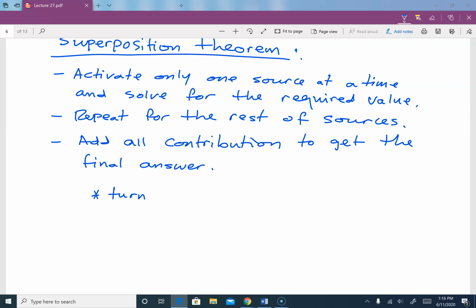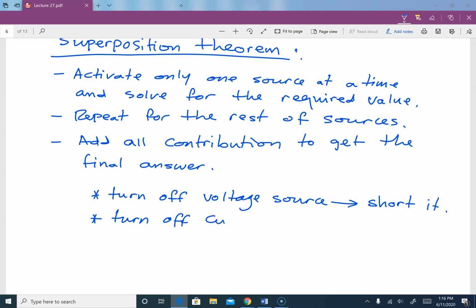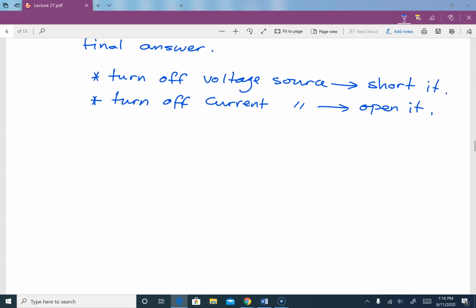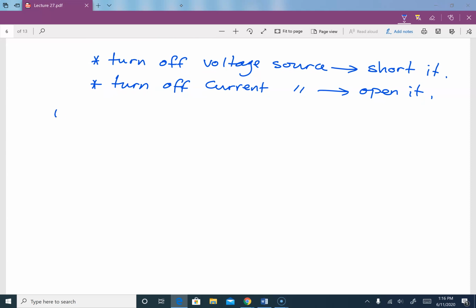When you turn off a voltage source, you need to short it. When you need to turn off a current source, you need to open it. Let us go over an example here.